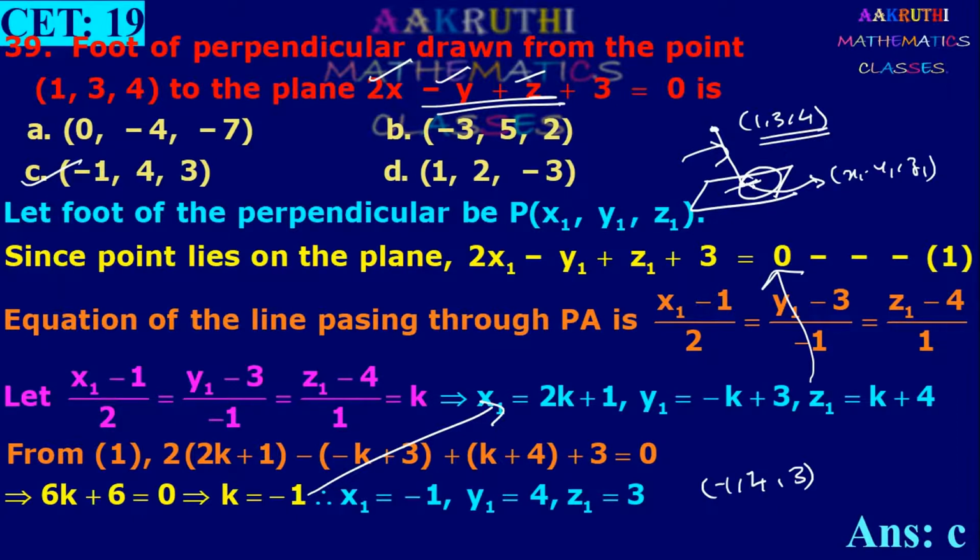So here we take this foot of the perpendicular as (x1, y1, z1), which is on the given plane. Then we find the equation of the line using direction ratios, which are 2, minus 1 and 1, find the x1, y1, z1 values and substitute in the given plane, and we get minus 1, 4 and 3.